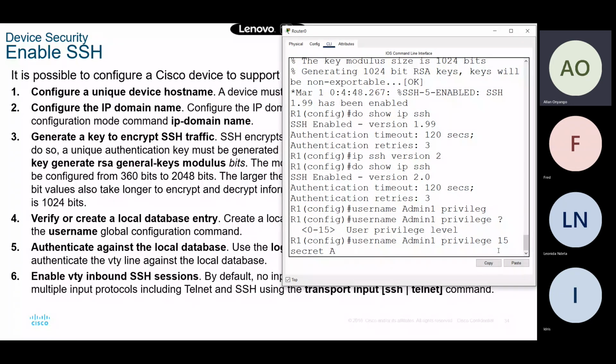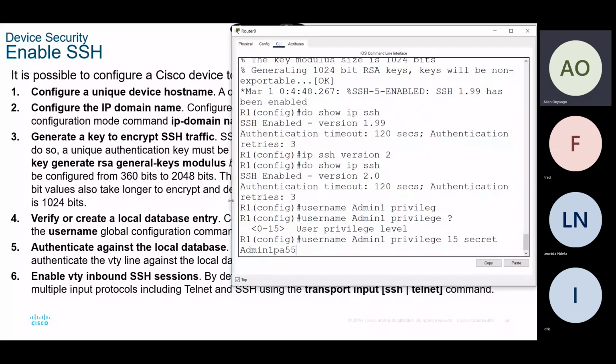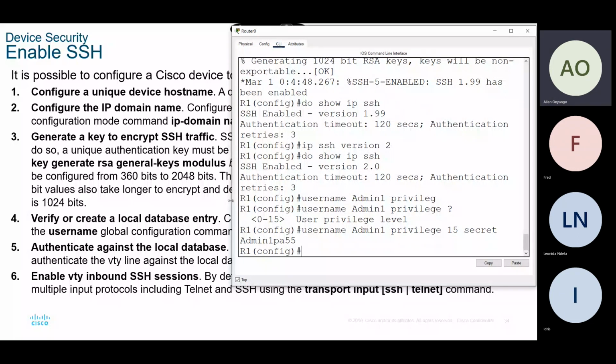You can say admin1per55. That is the password. So this is our first user. This is the senior most person within the office. Let's say there are 2. We can just create another one.